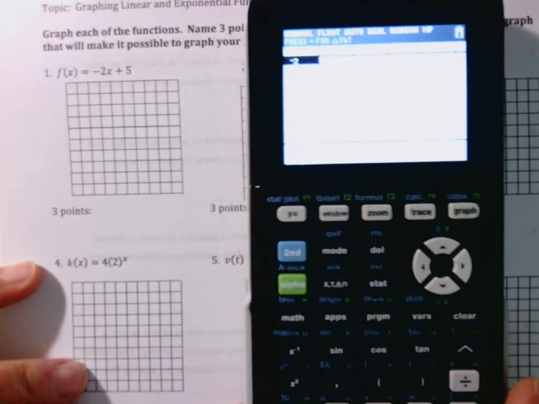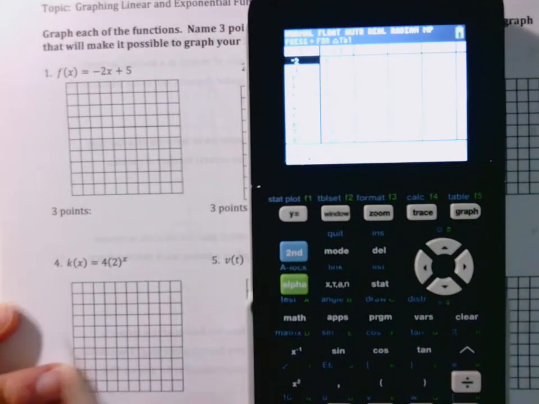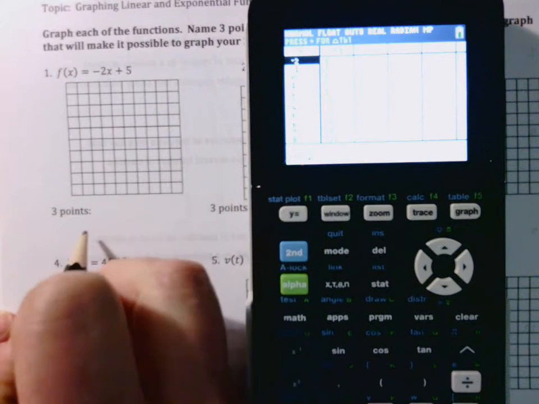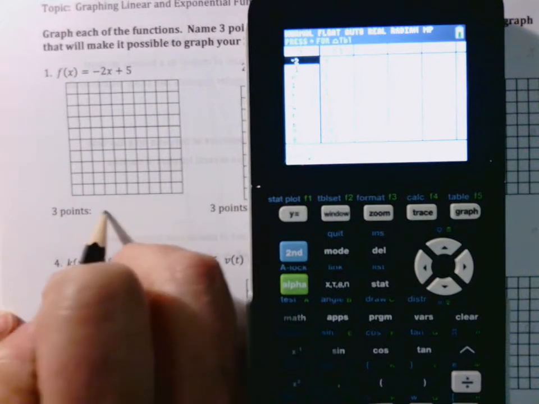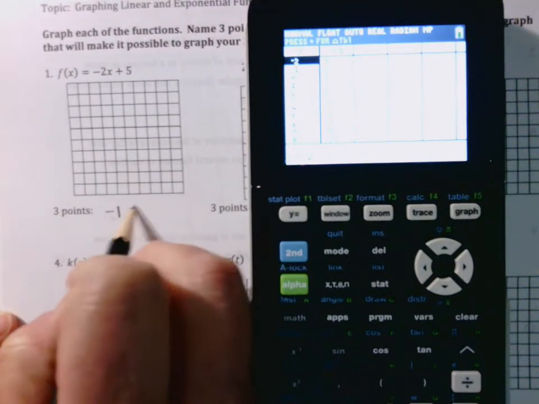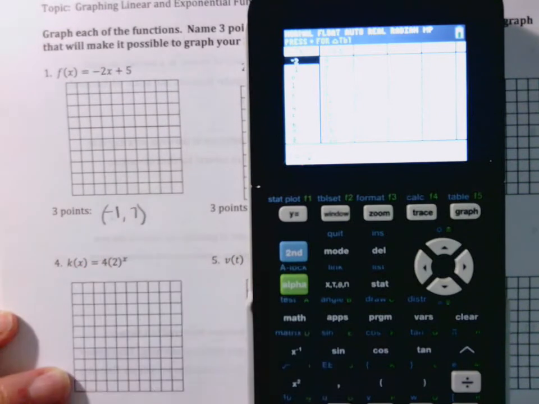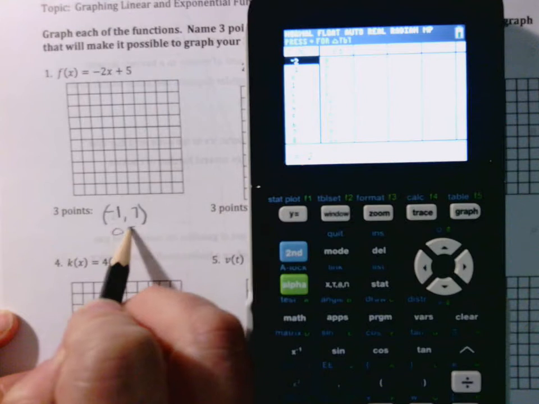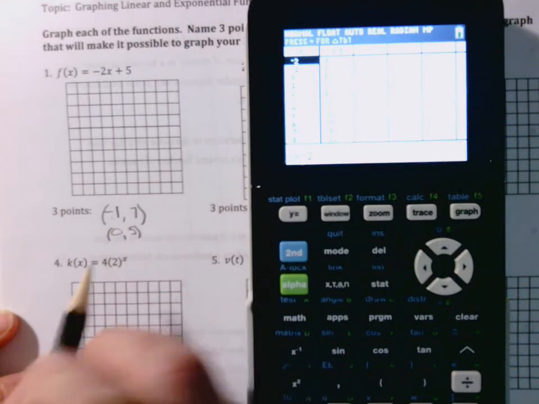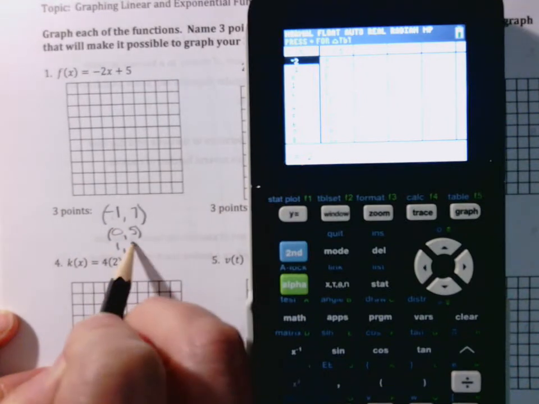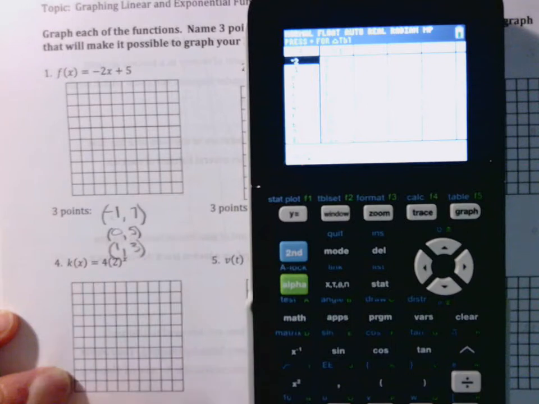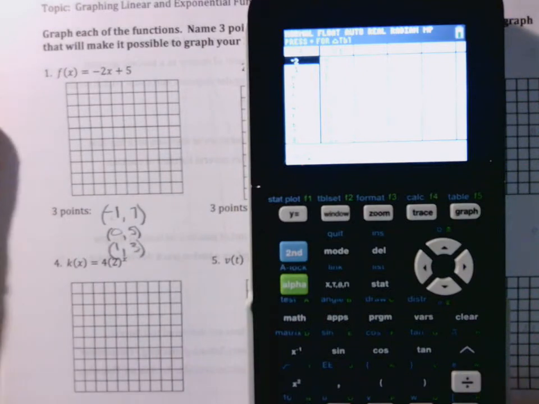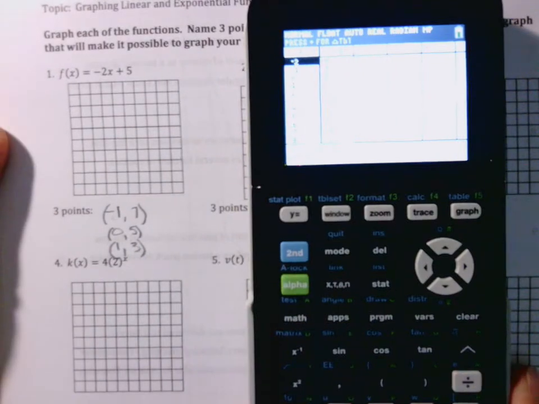And I noticed that there is a point at, let's do some negative numbers, at negative 1, 7. So I'm going to write that on my paper. There's also a point at 0, 5. And there's a point at 1, 3. So I'm going to write those points down. They came right out of the table in my calculator.